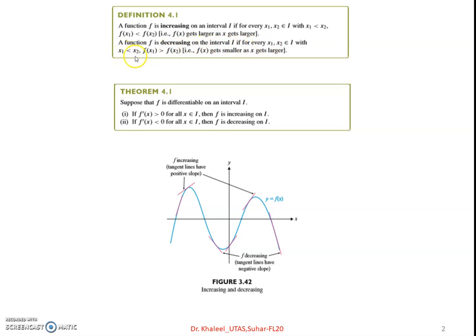For x1 less than x2, f of x1 is greater than f of x2. Just the opposite, for the same values x1 less than x2. If f of x1 is less than f of x2, that is, f of x gets larger as x gets larger. And in the opposite case, f of x gets smaller as x gets larger. That means x1 less than x2 is the same; only the value of the function is either lesser or greater.